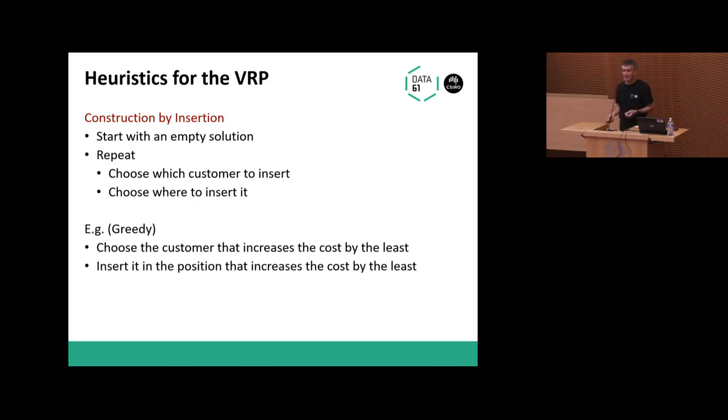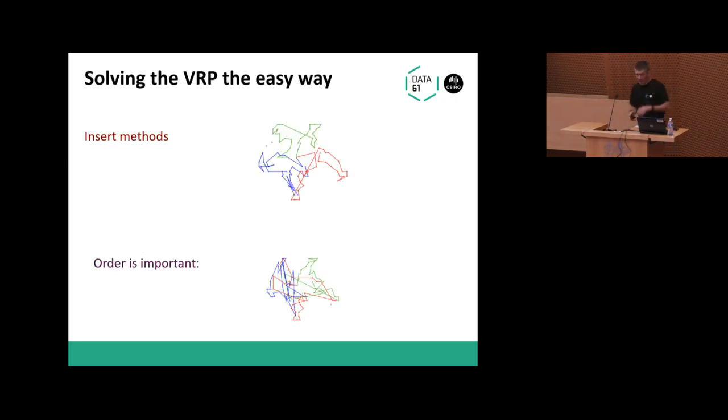So an example is a greedy solution. I choose the customer to insert that's going to increase the cost of the solution by the least, and then I pop it in that position. Okay, and so just to see how that works.